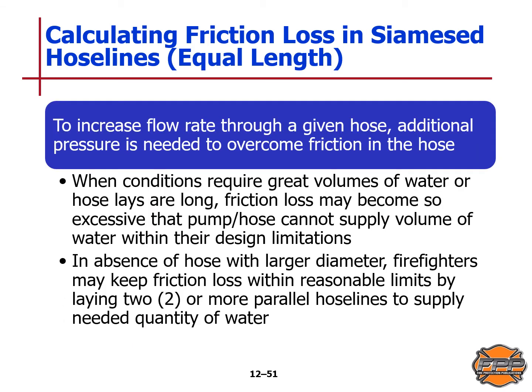So let's discuss calculating friction loss in Siamesed hose lines of equal length. To increase flow rate through a given hose, additional pressure is needed to overcome friction in the hose. When conditions require great volumes of water or hose lays are long, friction loss may become so excessive that pump hose cannot supply the volume of water within their design limitations. In the absence of hose with larger diameter, firefighters may keep friction loss within reasonable limits by laying 2 or more parallel hose lines to supply a needed quantity of water.